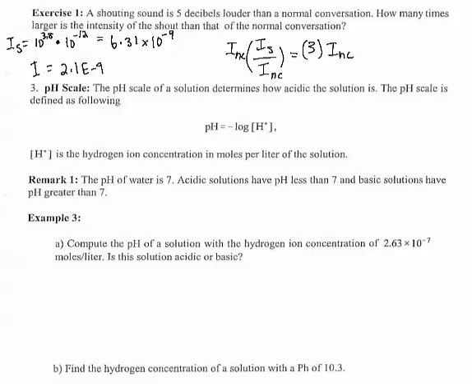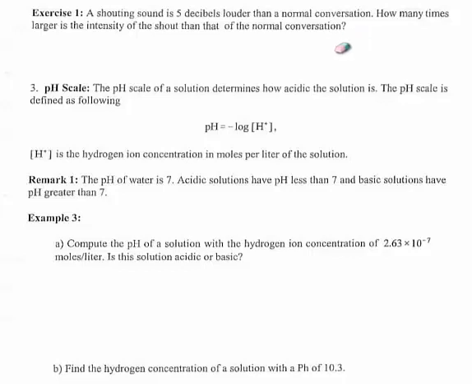The intensity of normal conversation would cancel on the left, and we could read exactly what the question asked us. Intensity of the shout is 3 times the intensity of the normal conversation. So when you're asked about how many times more is one thing than another, you simply just make a ratio out of the two values.